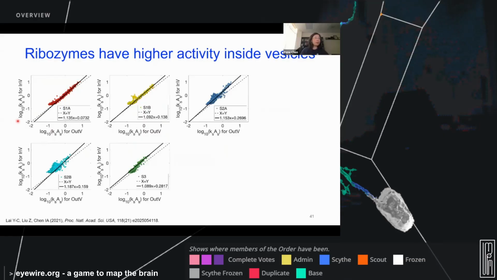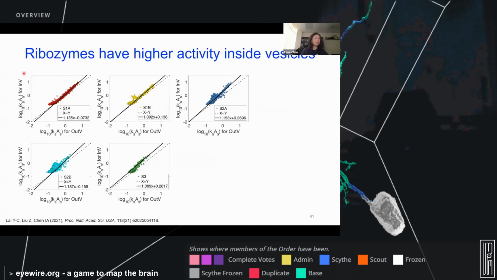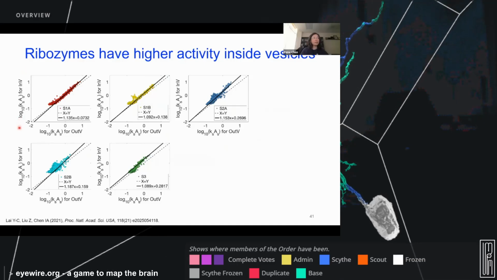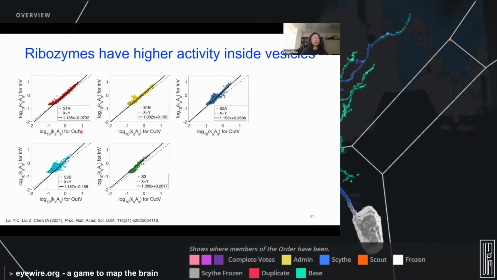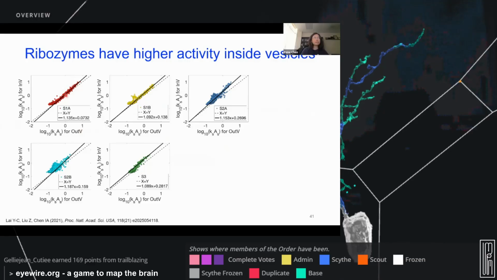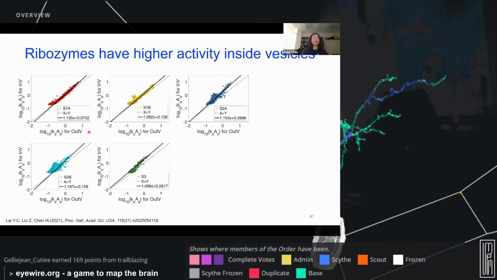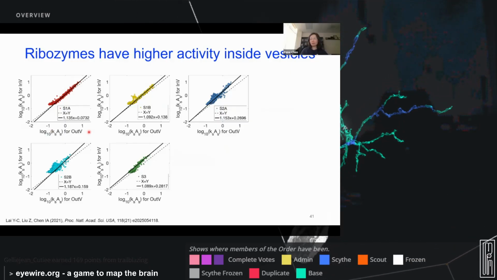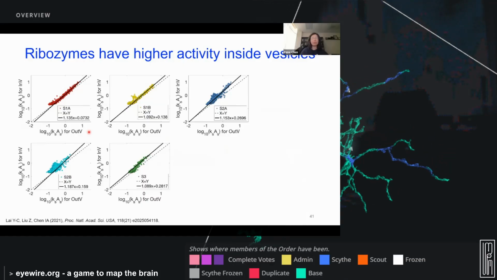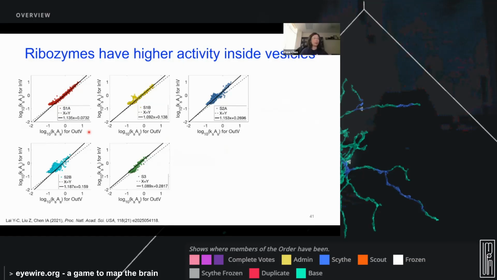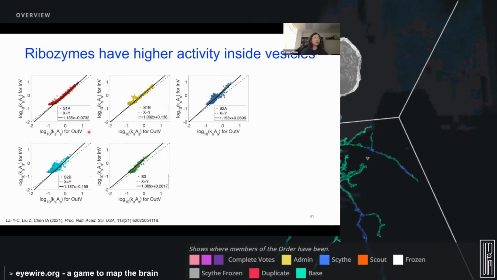Okay, so right now we're looking at 5 families of ribozymes, and the activity inside vesicles is on the y-axis, and the activity outside vesicles is on the x-axis. So the first thing that you notice is that there's a really good correlation between the activity inside the vesicle and outside the vesicle. And that makes a lot of sense. The fact that the RNA is encapsulated is affecting all the RNAs in a similar way.